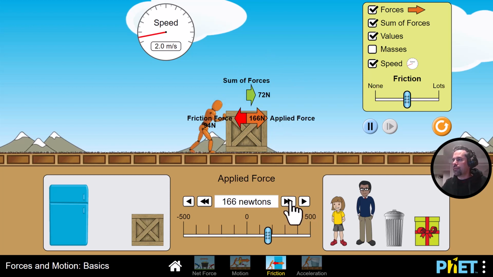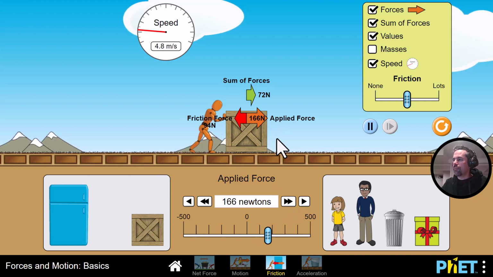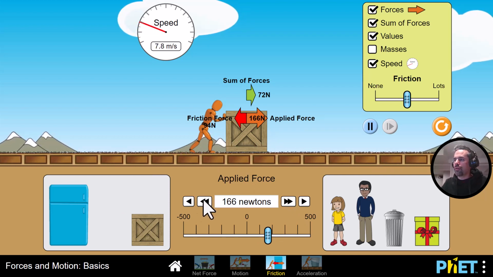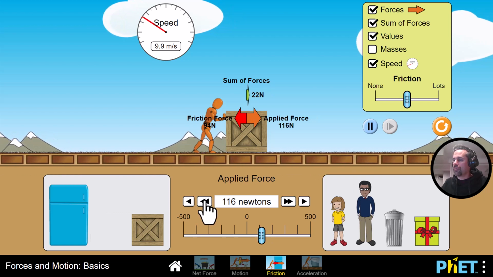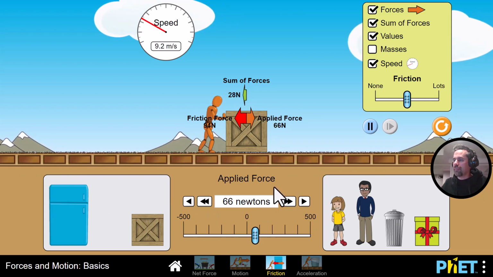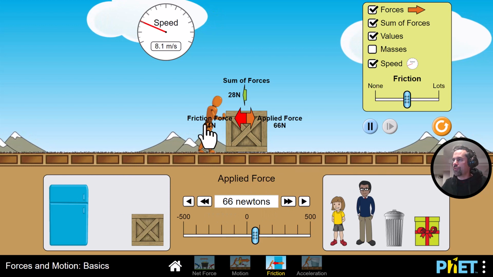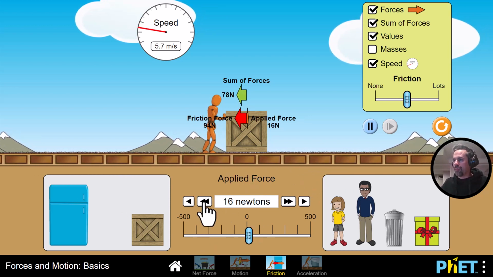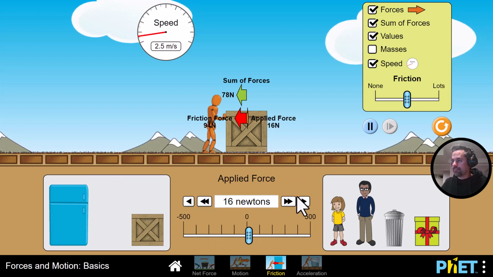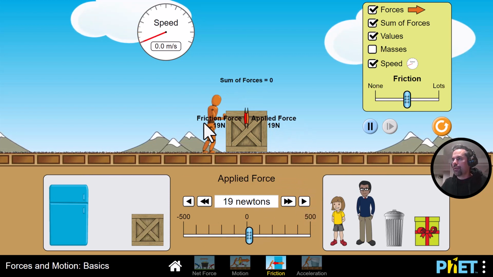And it's 0 until I get to some point where I'm above that maximum static friction force. My forces drop down to 94, the friction force. And again, if we stop, we're going to go back to 19 in this case right there.